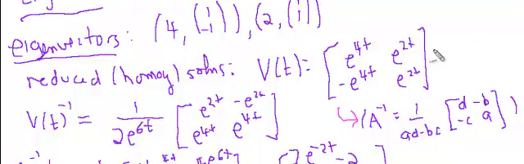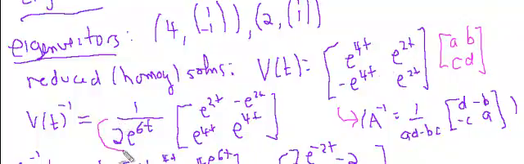If you have a matrix A, B, C, D, then the inverse is just going to be 1 over AD minus BC. You switch the two diagonal entries and you negate the off-diagonal entries. So in this case, AD minus BC is e to the 6t minus negative e to the 6t, which is 2 times e to the 6t. So that's where this comes from here. That's the same as this term here.